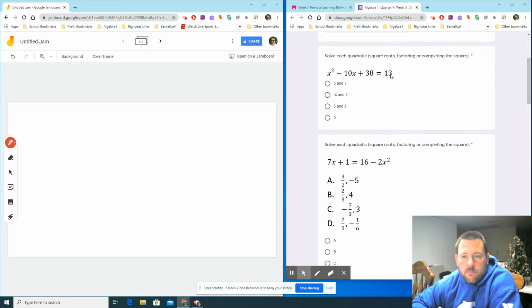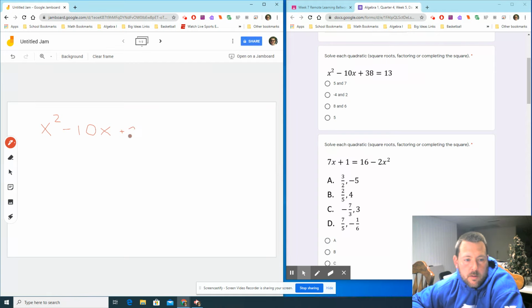First problem, solve this using square roots, factoring, and completing the square. I'm going to get all this onto one side and see what my best option is. So I'm going to have x squared minus 10x plus 25 equals 0. It looks pretty good for being a perfect square trinomial.